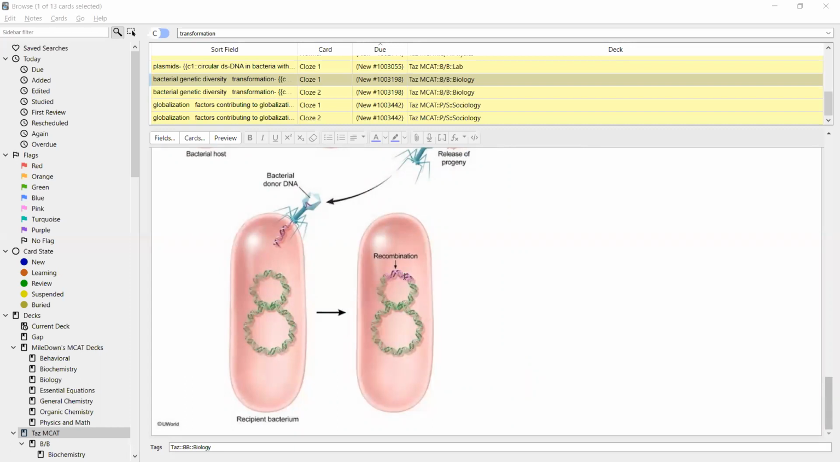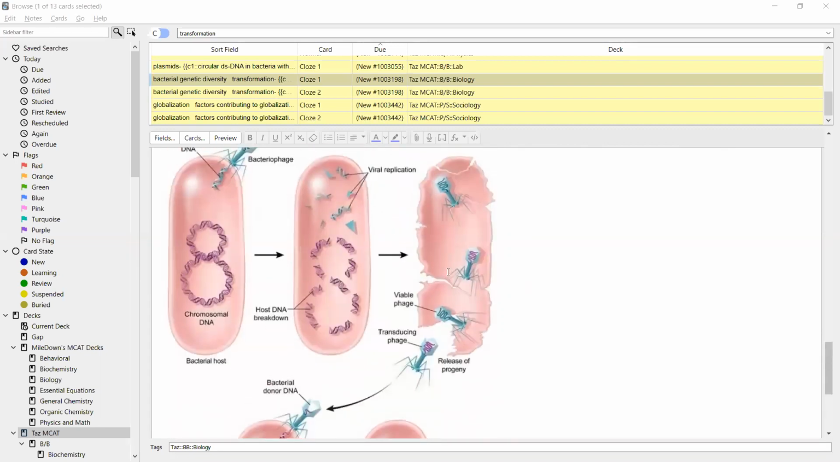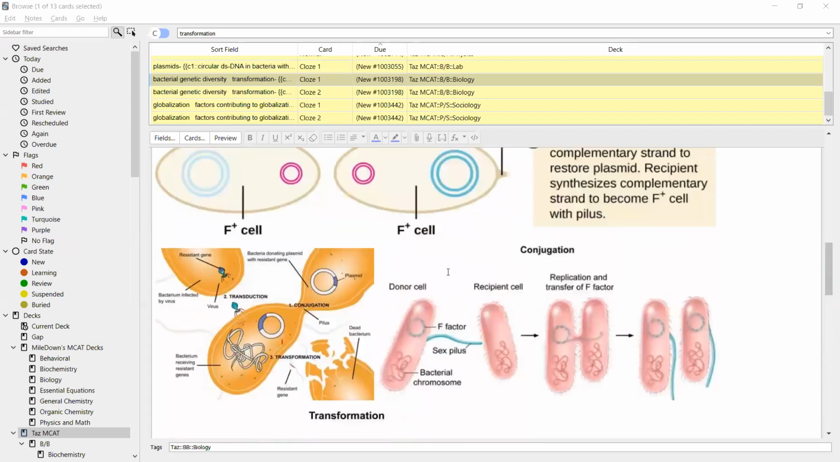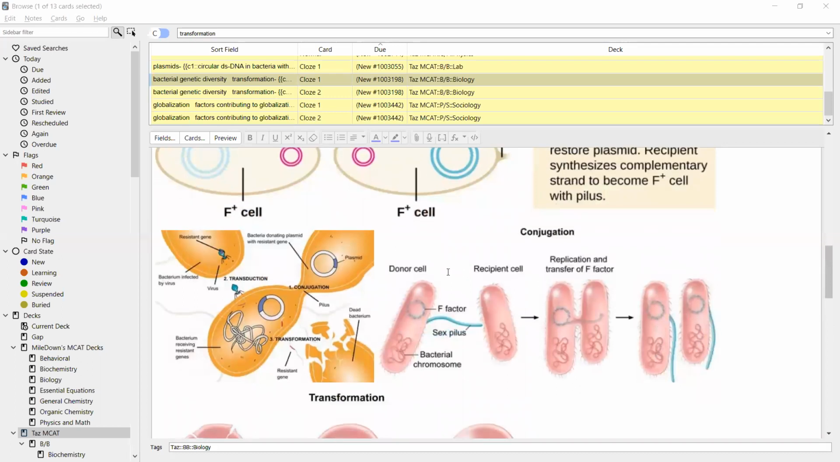And who knows, maybe that was the gene for antibiotic resistance. So maybe now this bacteria is defensive against antibiotics. That's just another avenue that it could gain some genes. Conjugation is the last one.